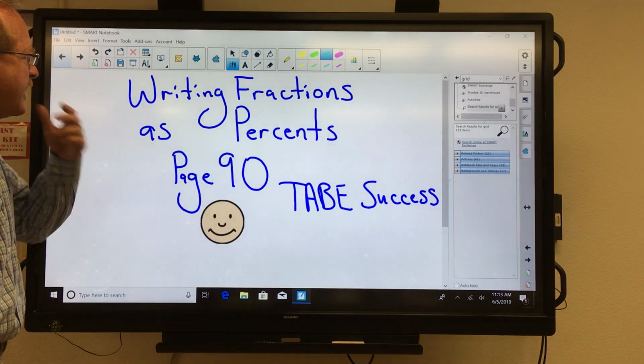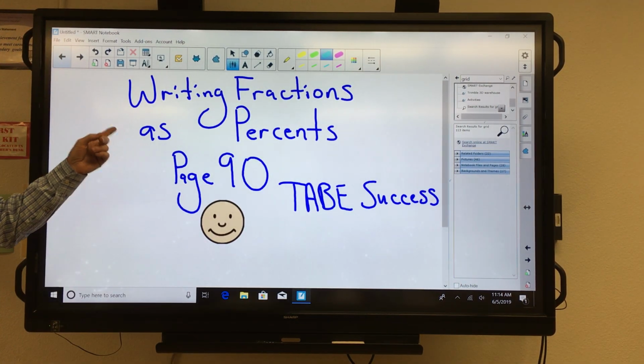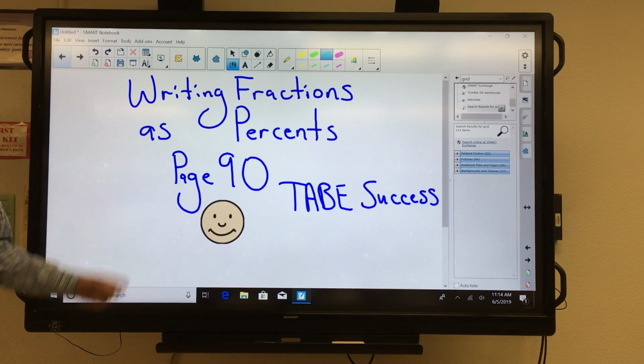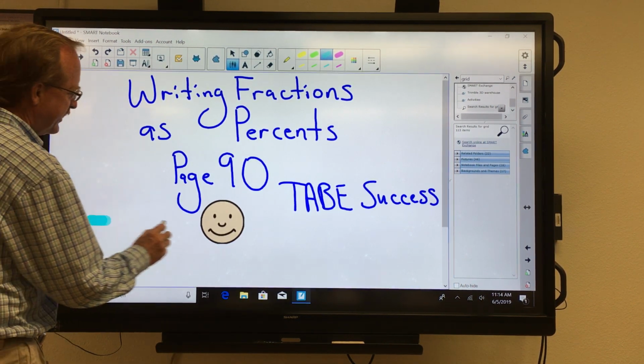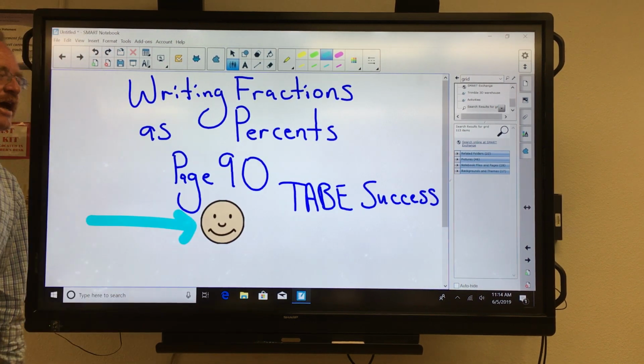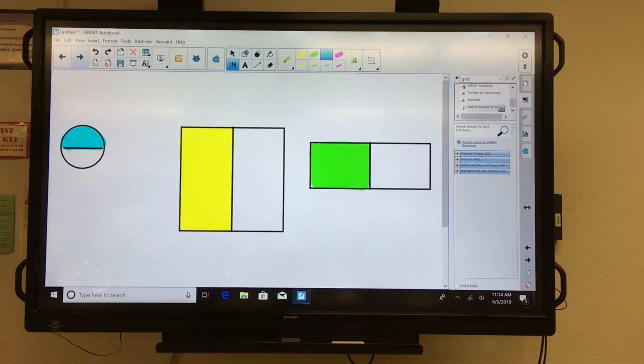All right, and we're back, and today we're writing fractions as percents, and we're on page 90 of your TABE Success book, and we have our little smiley face today to remind you, don't worry, be happy. So let's take a look at what we're doing.